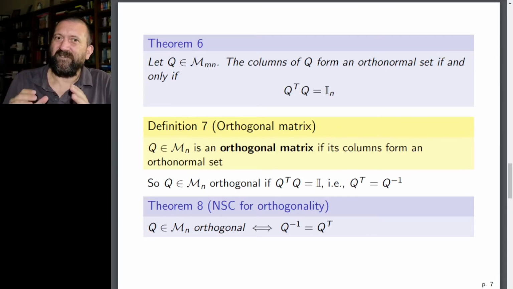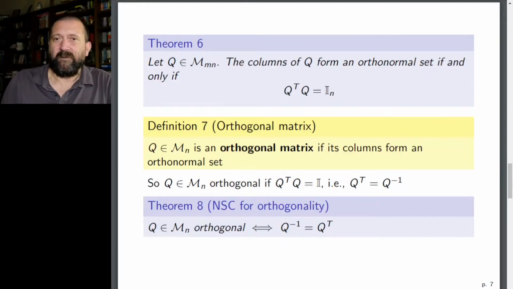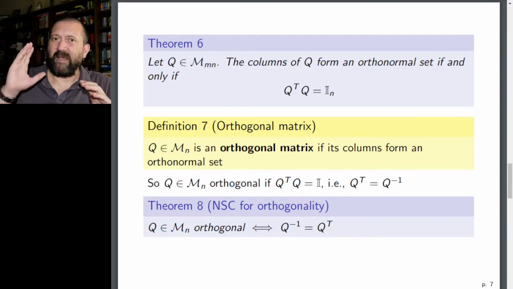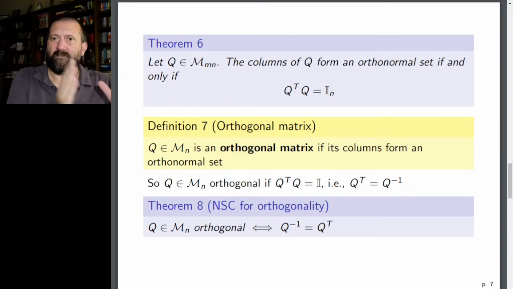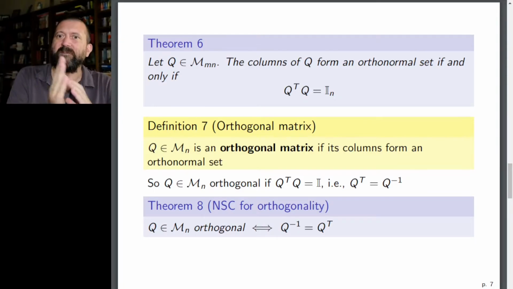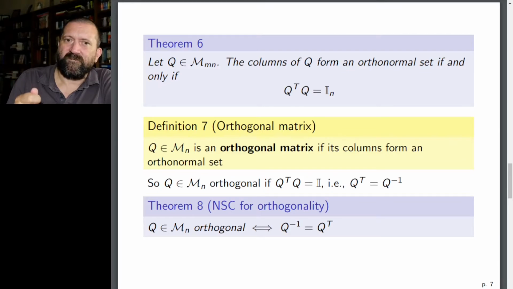This comes directly from the remark that we made here. If I'm taking a matrix in Mmn, it has m rows and n columns. I'm looking at the n columns as vectors, so each column in the matrix is a vector. And one way to see whether this is satisfied is to compute Q transpose times Q and to check whether this is identity.